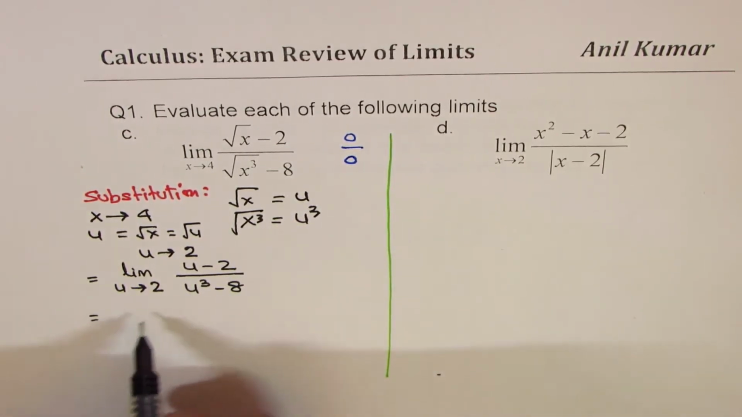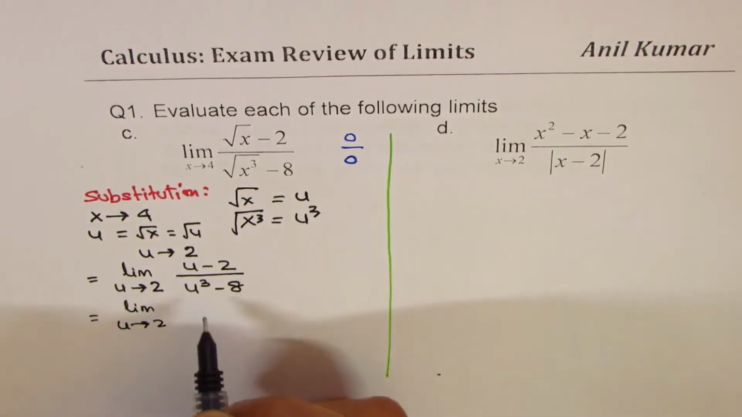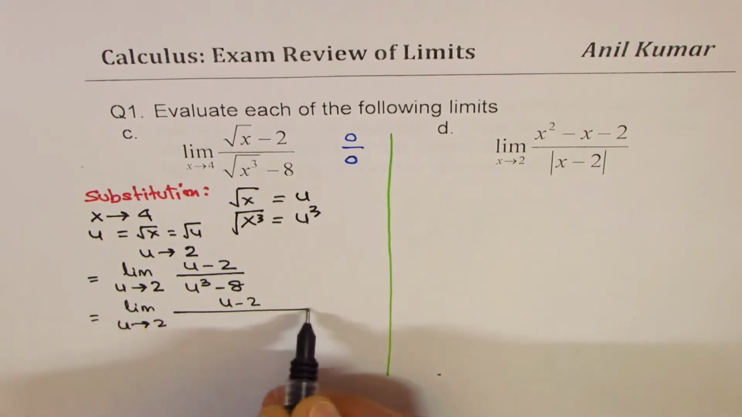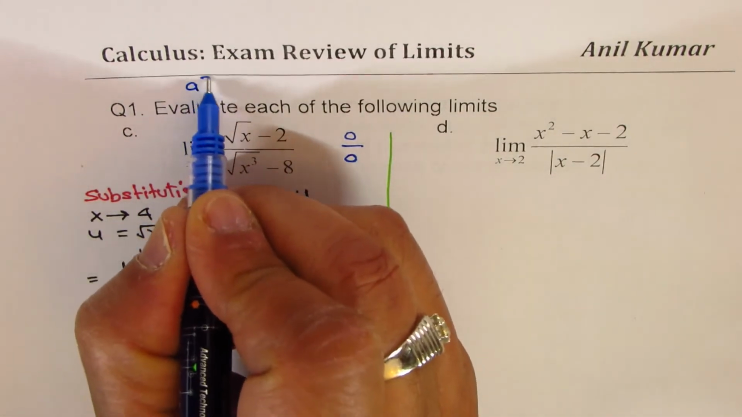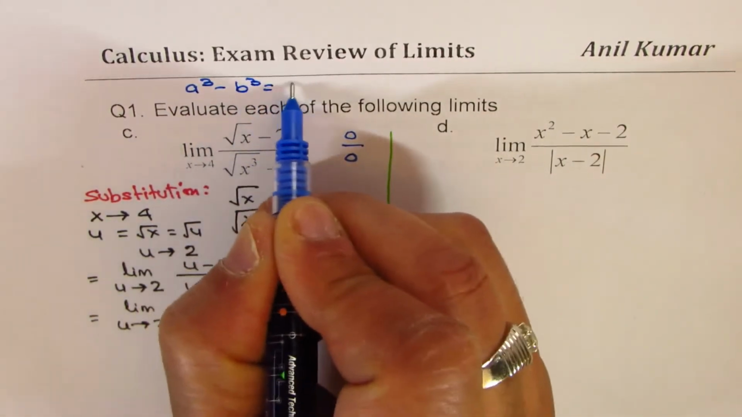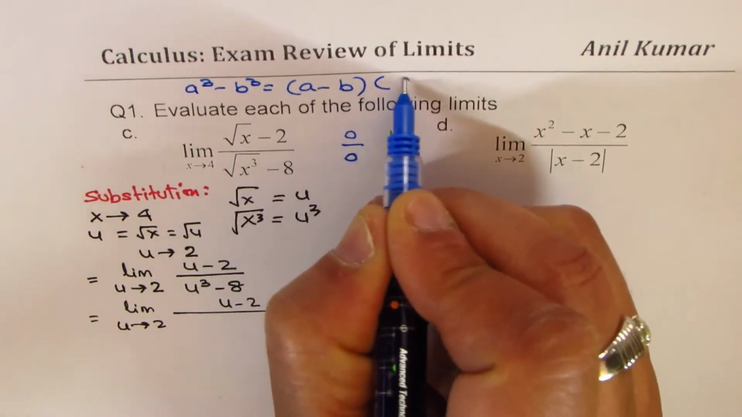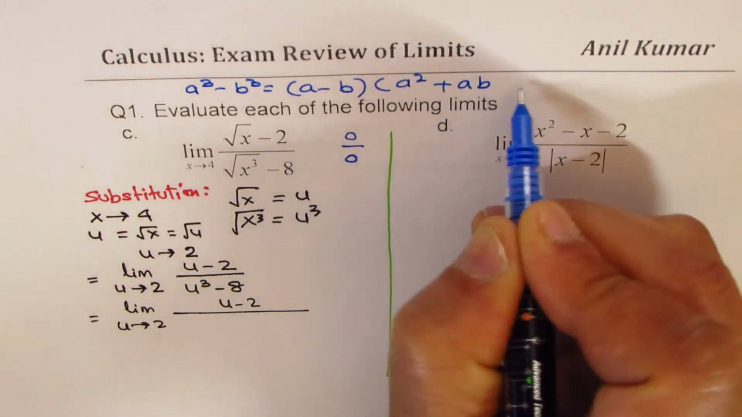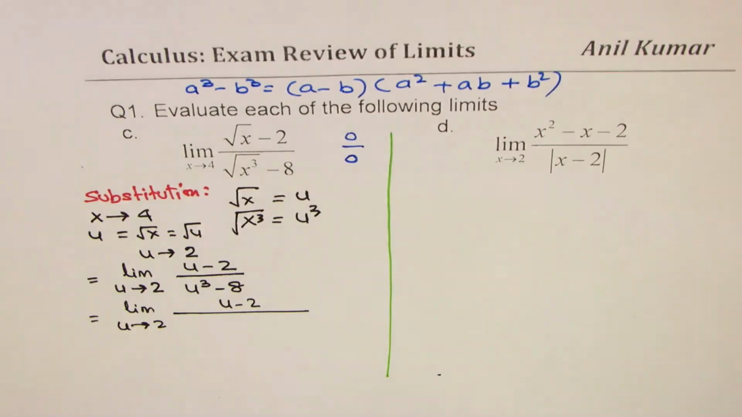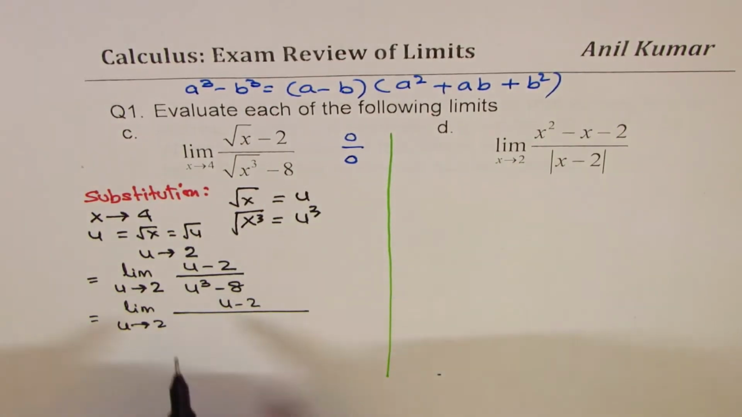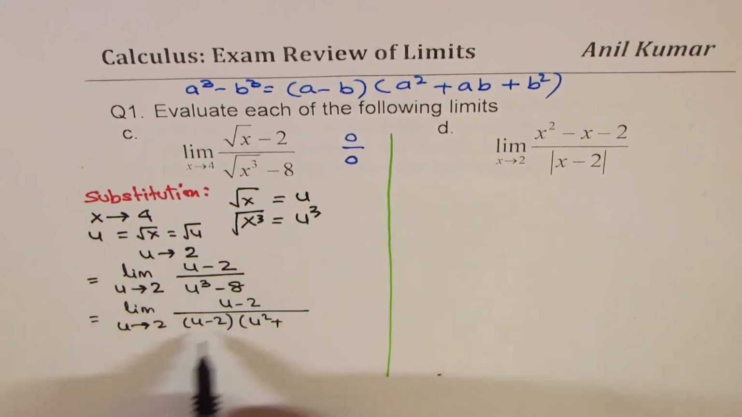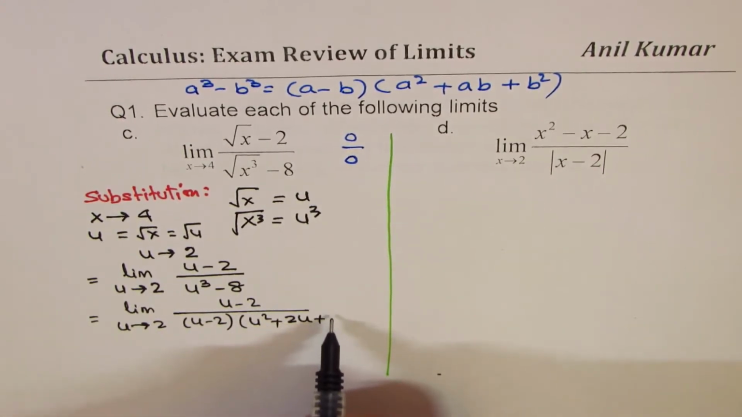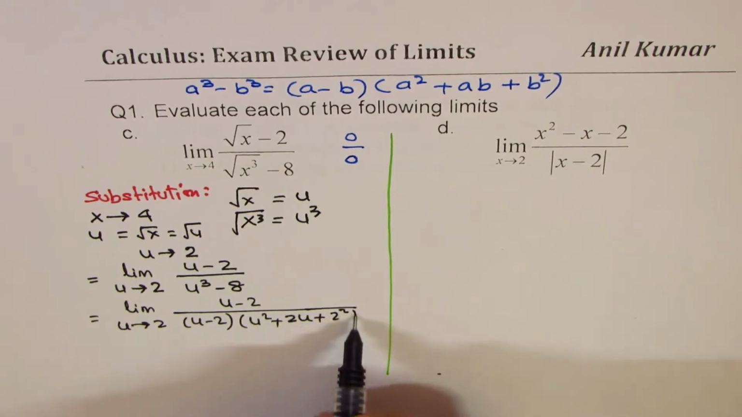Now, you could always expand the denominator using the formula for u minus 2, the a cubed minus b cubed formula, right? Let me write it down. What is a cubed minus b cubed equal to? It is a minus b times a squared plus ab plus b squared. So we are going to use this formula to expand the denominator. We get u minus 2 times u squared plus ab, meaning 2u, plus 2 squared, right? Let's write 2 squared, which is 4.